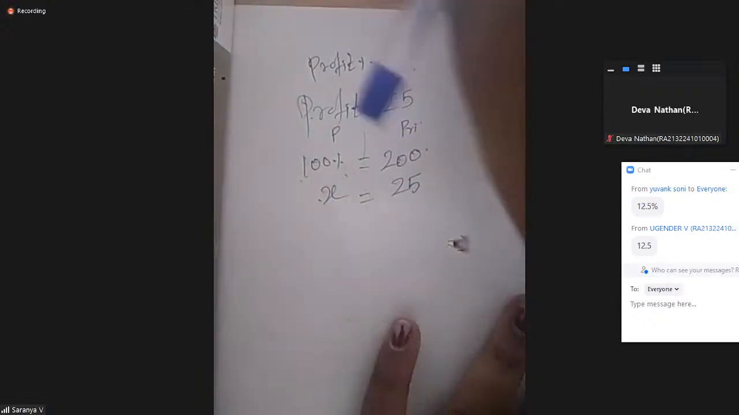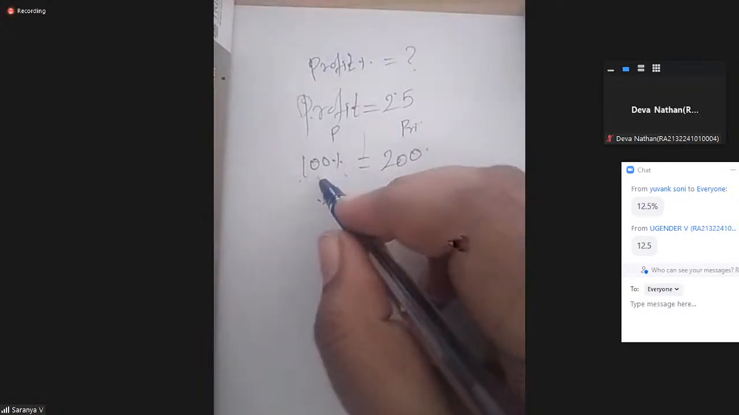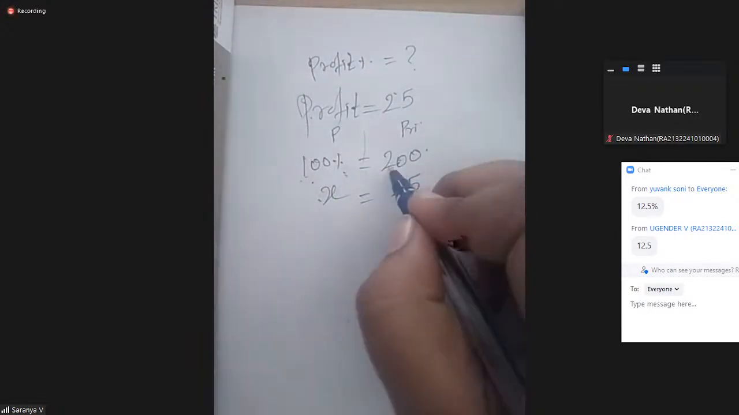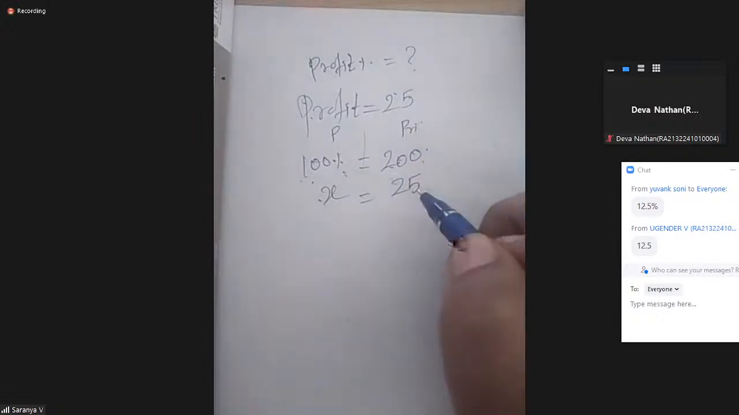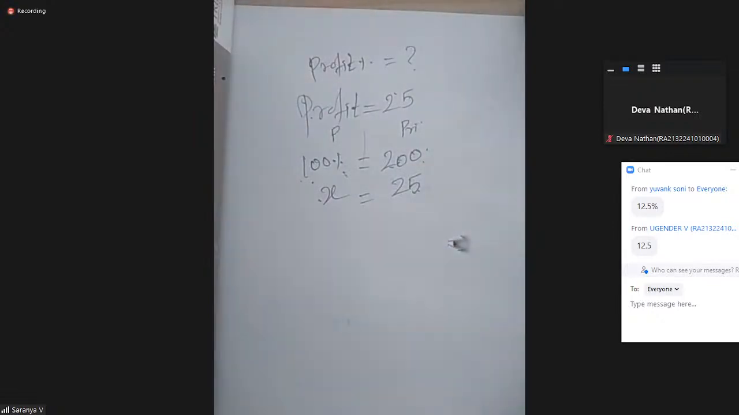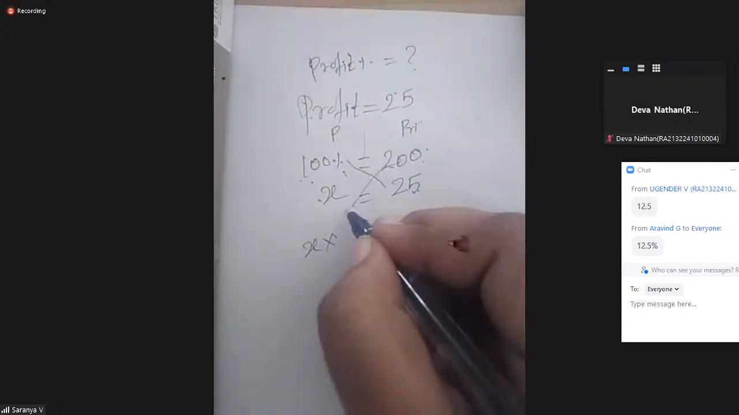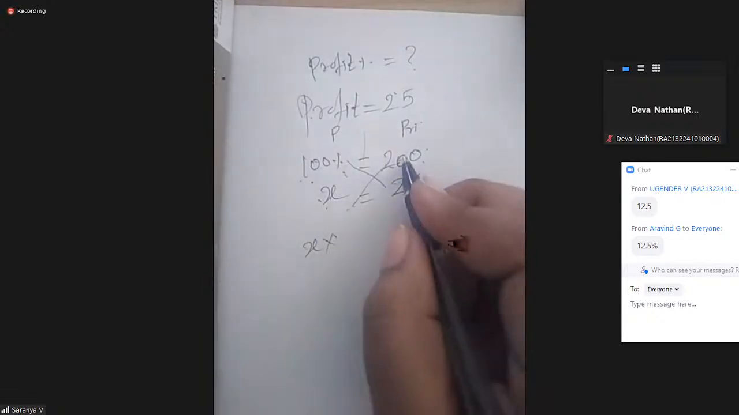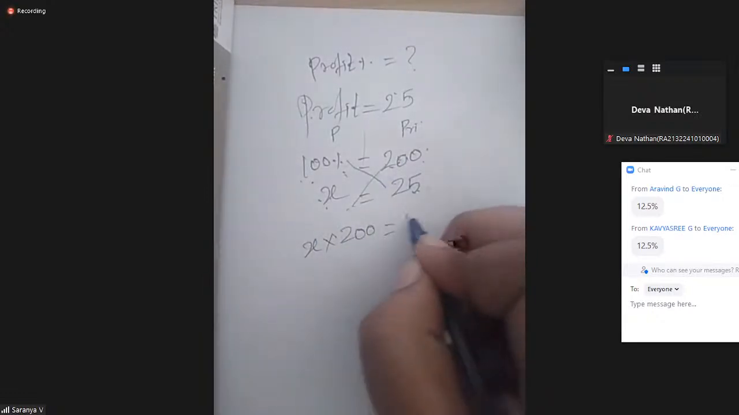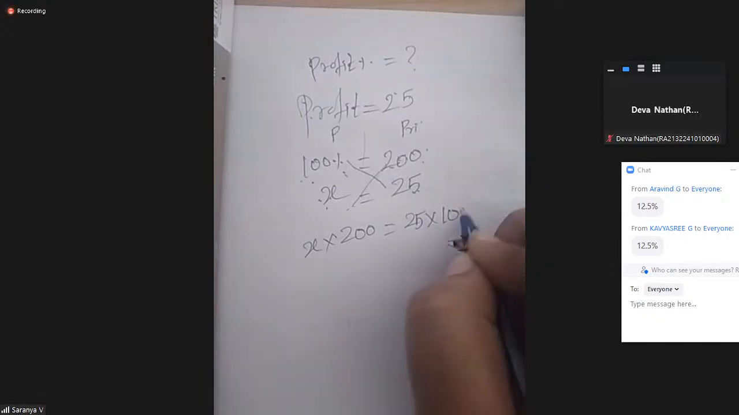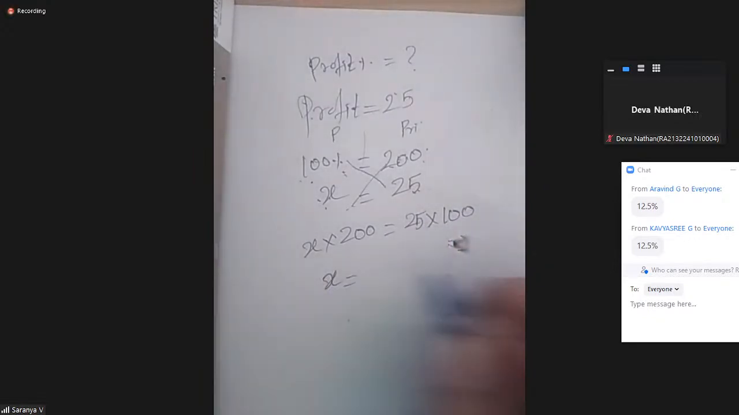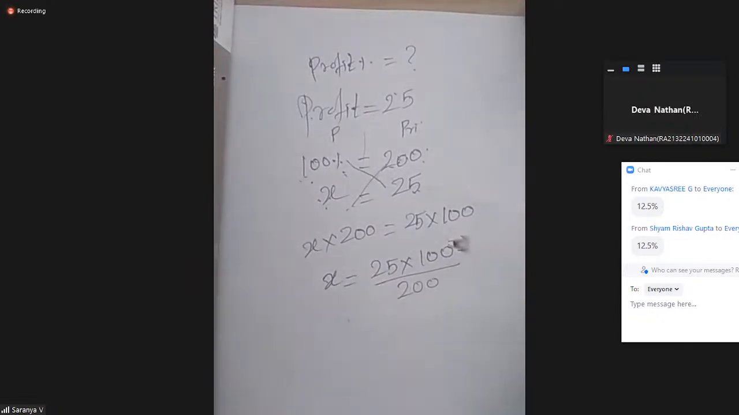Do the cross multiplication. So 100 percentage of that book was 200 rupees. Therefore, the profit amount 25 rupees is how much percentage? Just do the cross multiplication. X into 200 equals 25 into 100. So X is equal to 25 into 100 divided by 200. Now post your answers. What is the profit percentage?